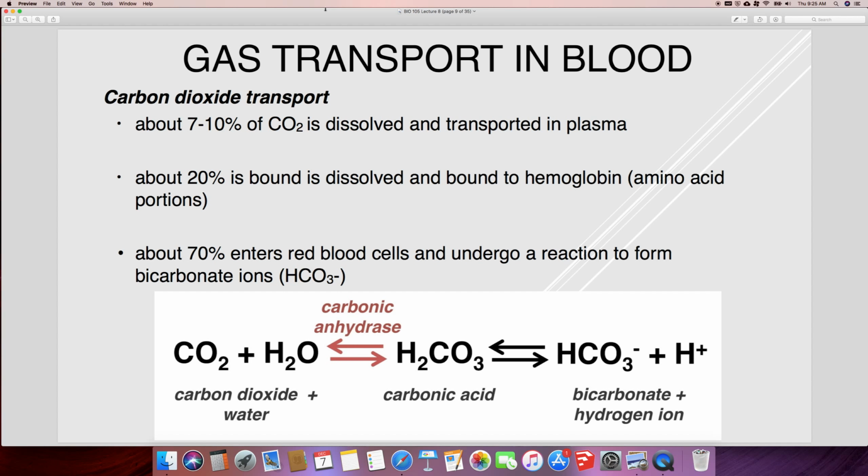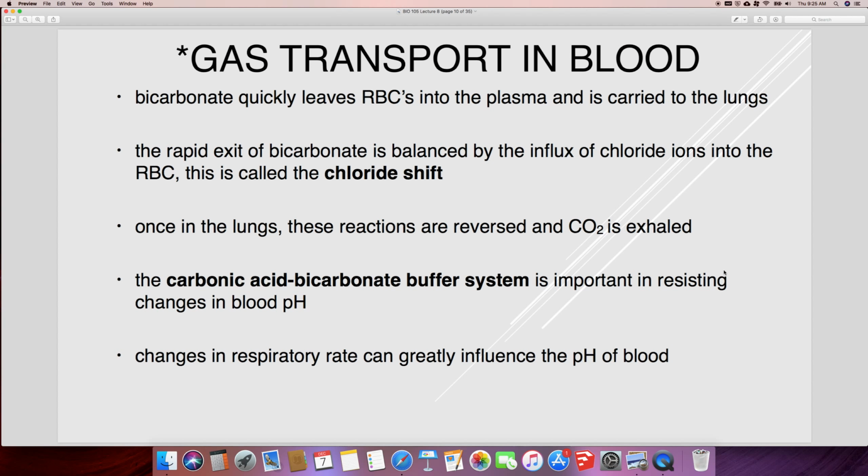And then the majority of CO2 will enter red blood cells and undergo a reaction to form bicarbonate, by this reaction down here. And of course that will be important for our intrinsic buffer systems within the blood, which I talked about here, but again, this isn't anything you need to worry about.